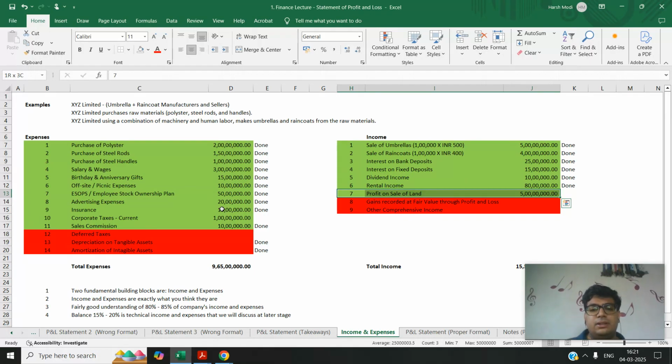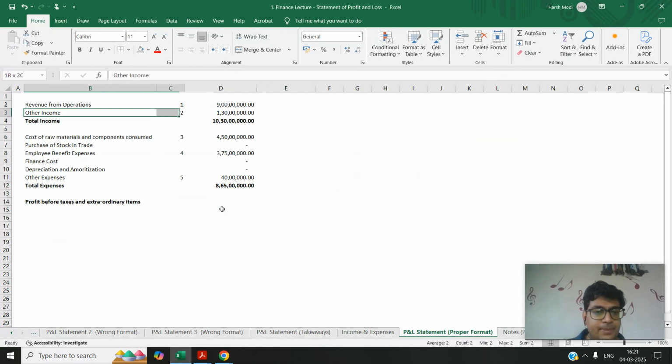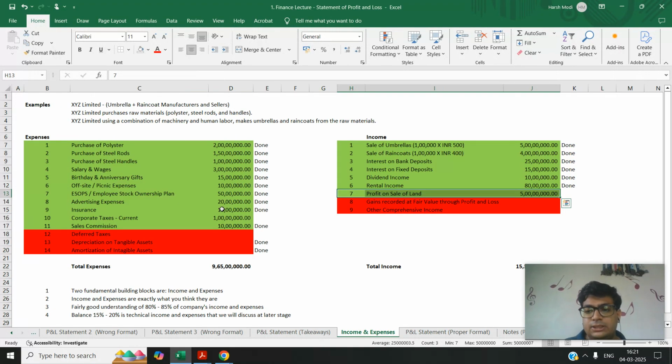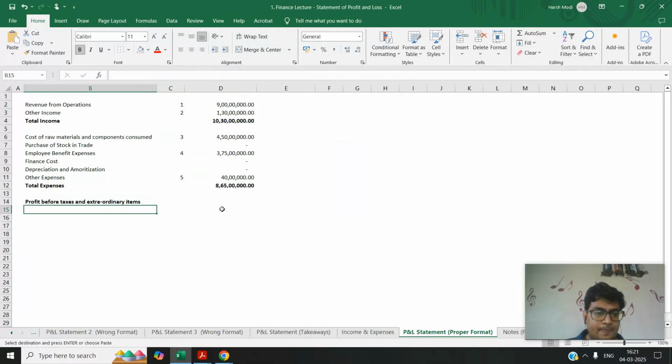The reason is, if I just club it in other income, you would think that XYZ Limited is earning so much money. I want to highlight that no, 5 crore this year I have earned, I will not earn that next year. So I'll show it separately. So this is known as extraordinary item, and this is shown separately.